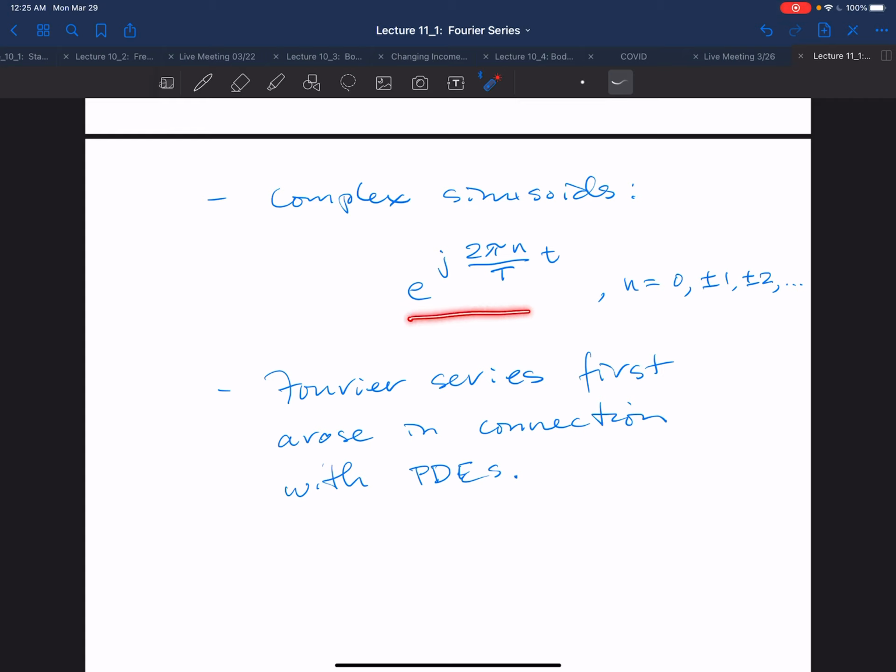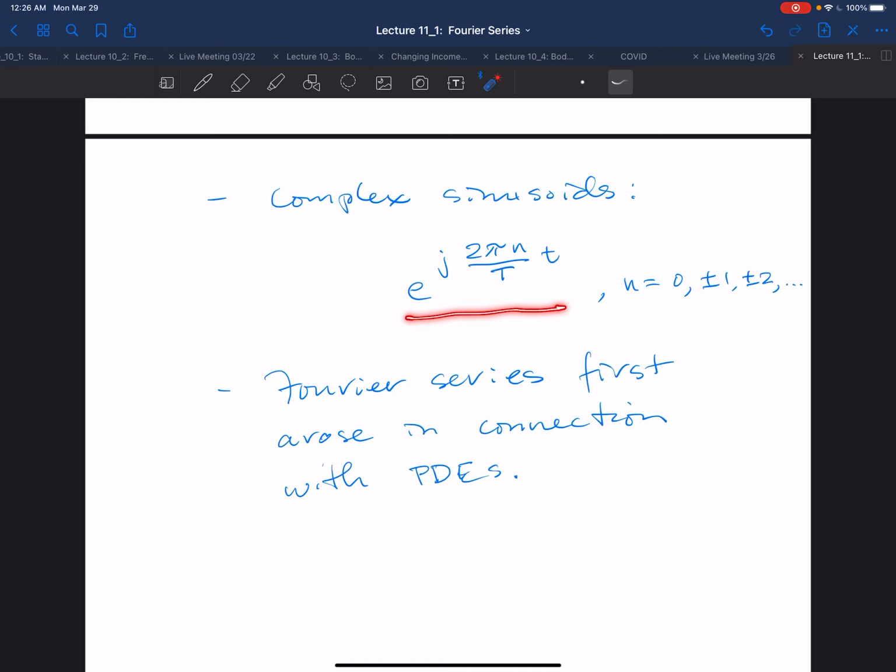And the reason, essentially, is that it's easy for us to analyze the effects of signals like this on linear time invariant systems. We know that these are eigenfunctions of LTI systems, and in particular, the response to a sinusoid like this is completely determined by the frequency response in the manner which we saw last week.